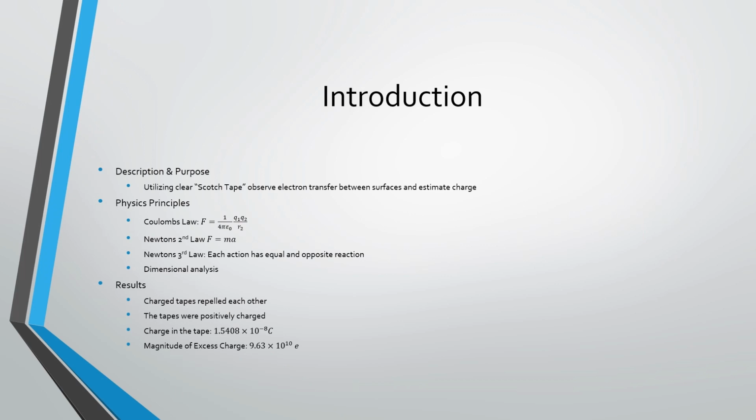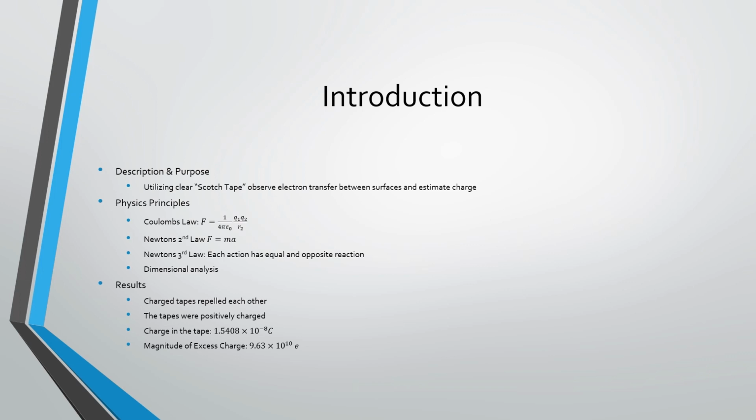To start off, the introduction is we have our purpose, which is using clear Scotch tape to observe electron transfers. Our principles: Coulomb's law, Newton's second law, Newton's third law, dimensional analysis, as well as the results. The charged tapes repelled each other, the tapes were positively charged, and the charge on the tape was around 1.5 times 10 to the negative 8 coulombs.